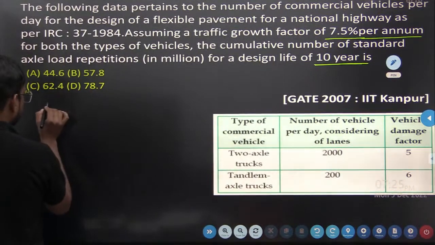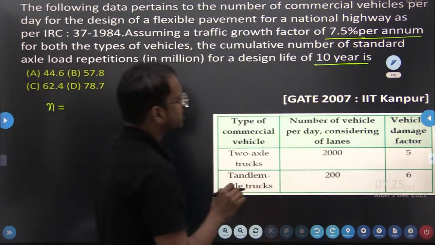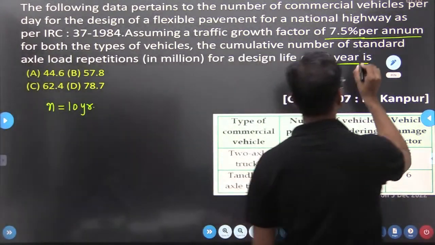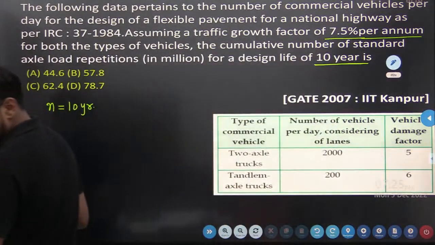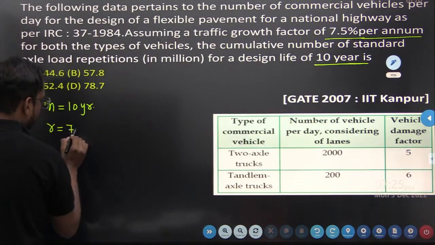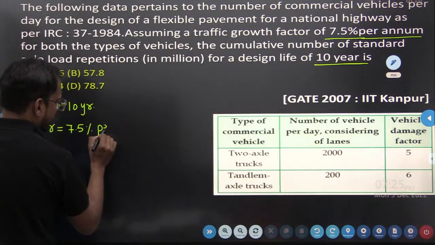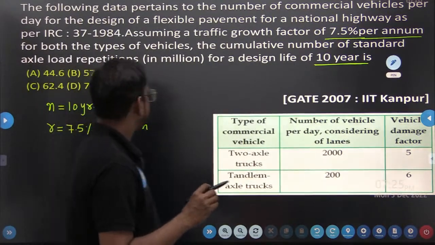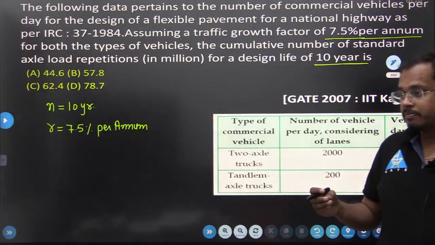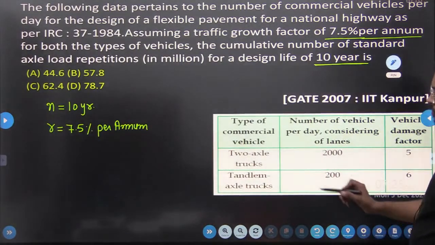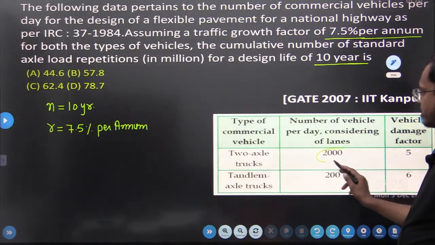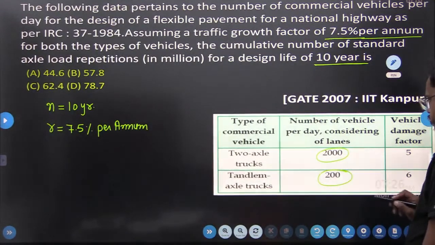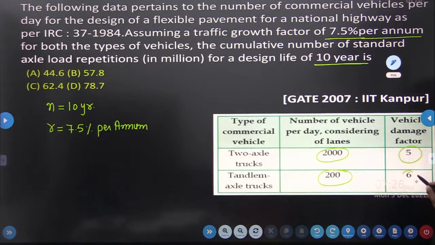So design life, that means N, is directly given in the question, and N is equal to 10 years. And what is the traffic growth rate, my dear friend? The traffic growth rate is already given. It is 7.5% per annum. So the traffic growth rate, that means R, is equal to 7.5% per annum. What is the question? The question is, what is the cumulative standard axle repetition in terms of million standard axle? Now see, a 2 axle truck and a 10 axle truck, 200 vehicles per day, that means traffic volume is given, and the vehicle damage factors 5 and 6 are given respectively.